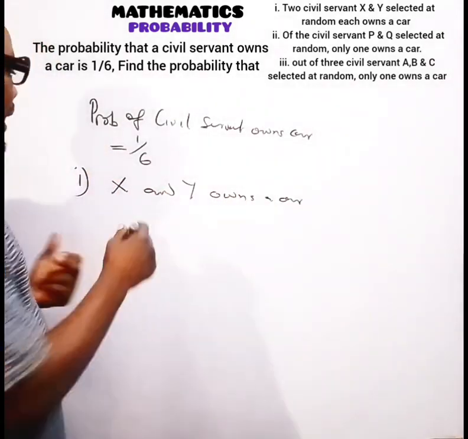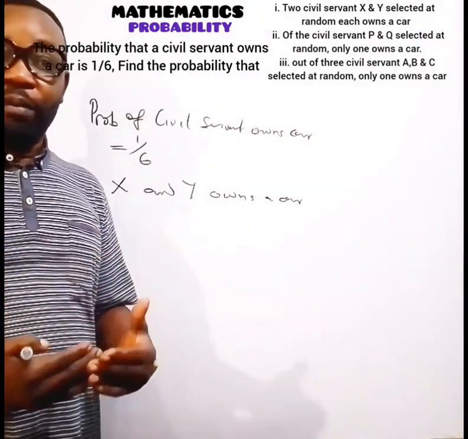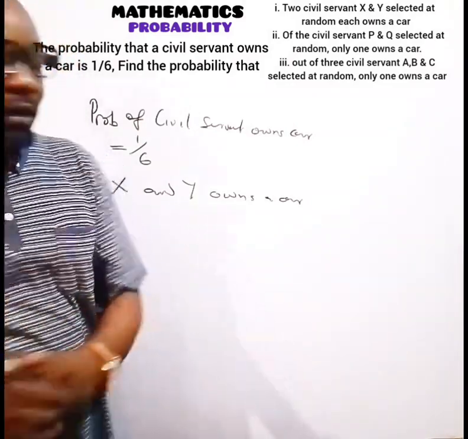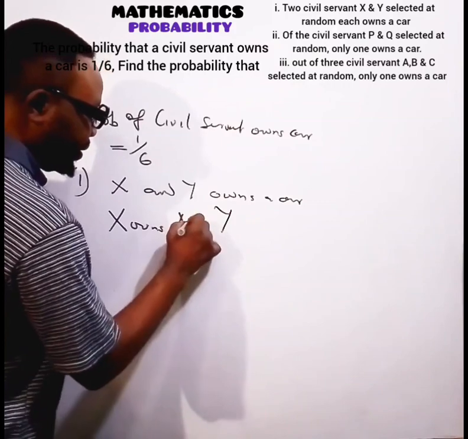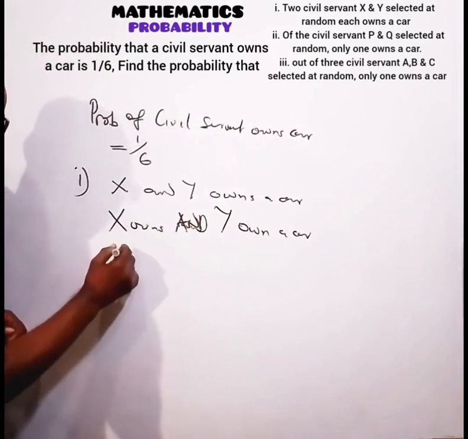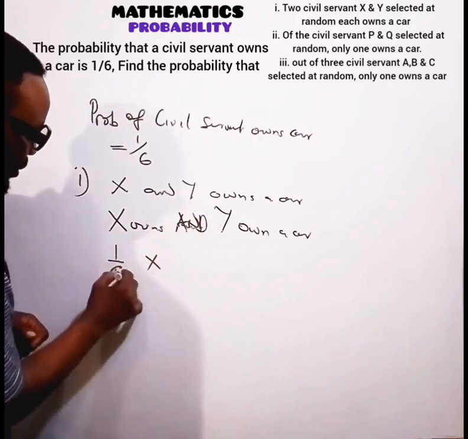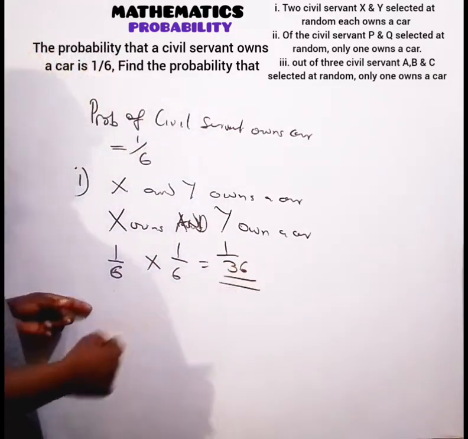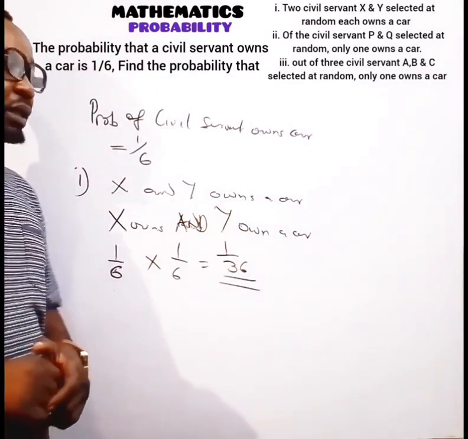is now going to be X owns a car. That's how we are going to do the translation. That is, Mr. X owns a car and Mr. Y also owns a car. That is, X owns and Y owns a car. So what's the probability of owning a car? 1 over 6, and "and" means multiplication. And 1 over 6, which is going to be equal to 1 over 36. The probability of X owning a car and Y owning a car as well is 1 over 36.